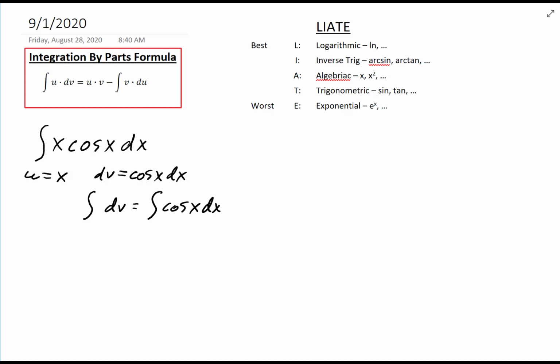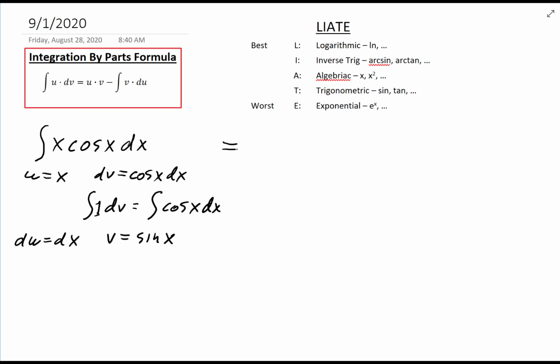Okay, now how do you integrate dv? Well, this is really 1 times dv, right? And the antiderivative of 1 with respect to the variable v is going to be v. And on the right-hand side, the antiderivative of the cosine of x is, of course, the sine of x. To get du, it's the same as getting du with substitution. So du is going to be dx.